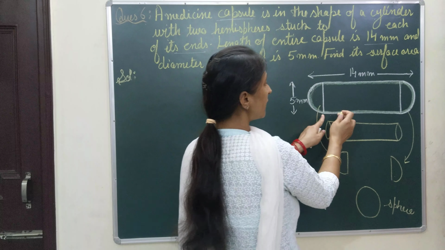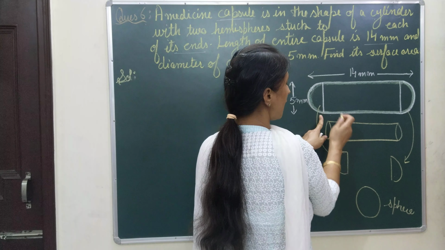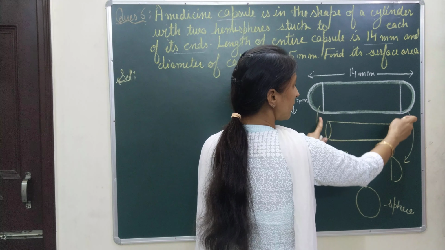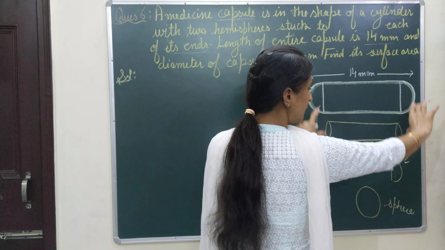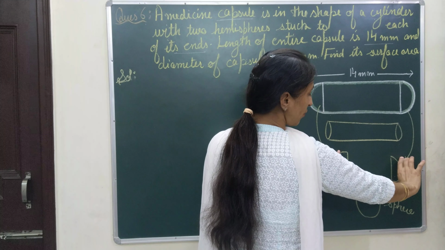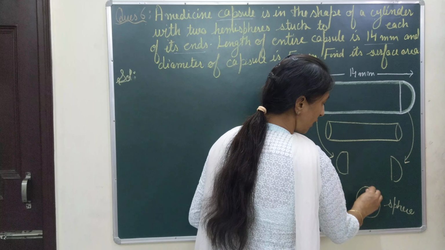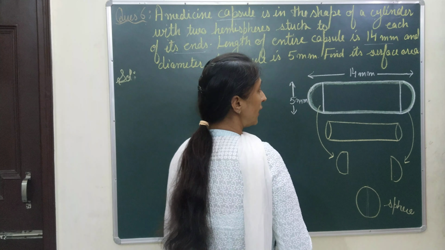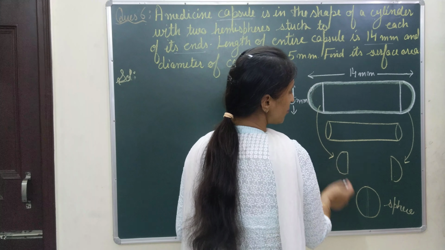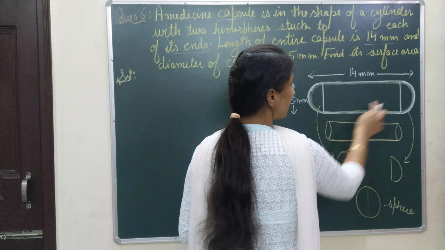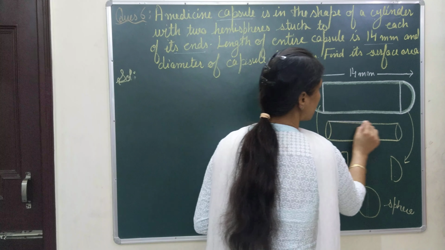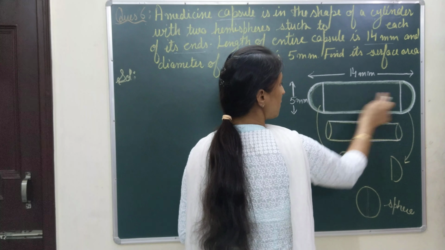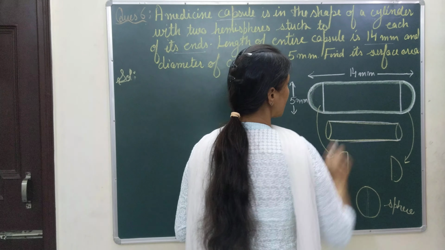So when I am cutting this capsule in three parts, I take this cylinder out, then I take these hemispherical ends out, and when I join these hemispherical ends, a complete sphere is formed. So let us discuss how much are the lengths of these parts. When the cylinder is taken out, these hemispherical ends are gone now.